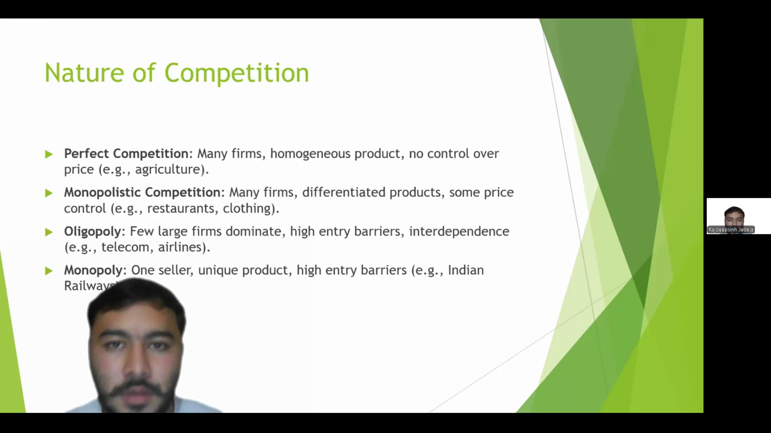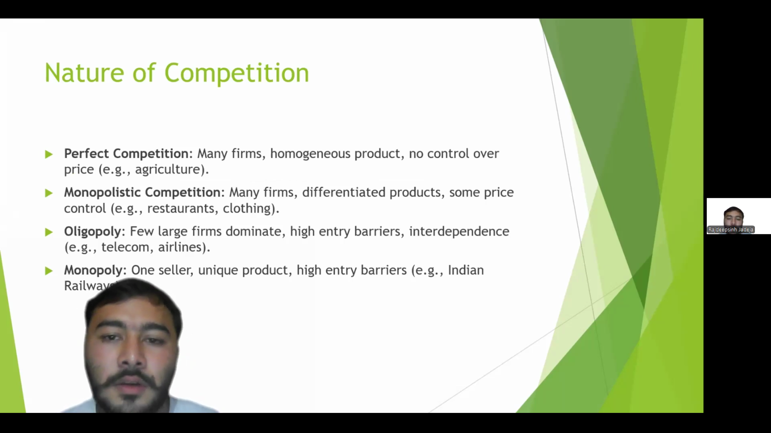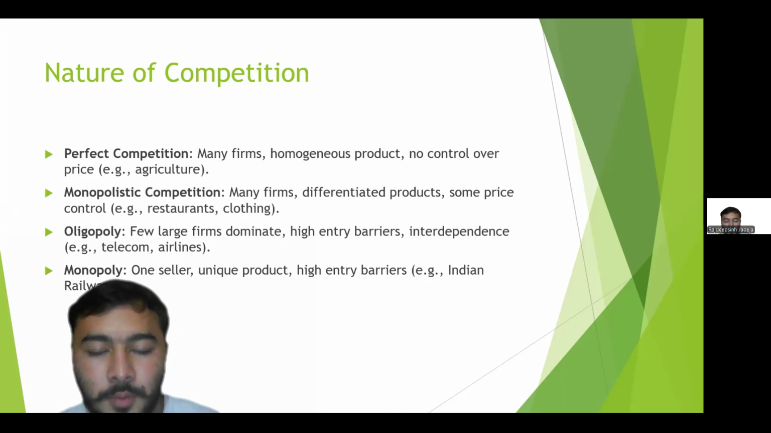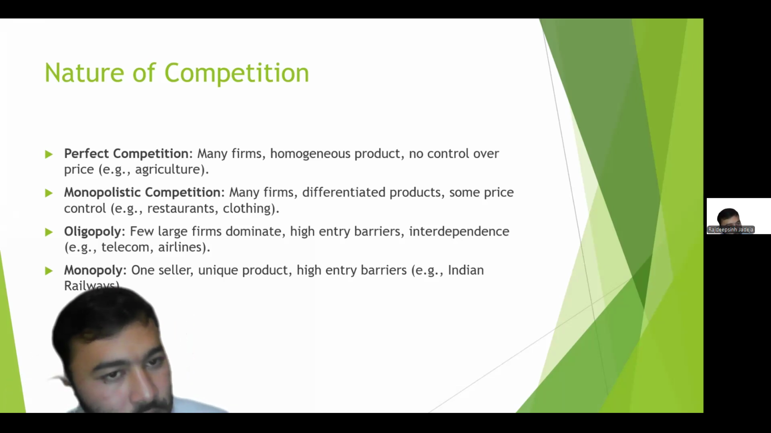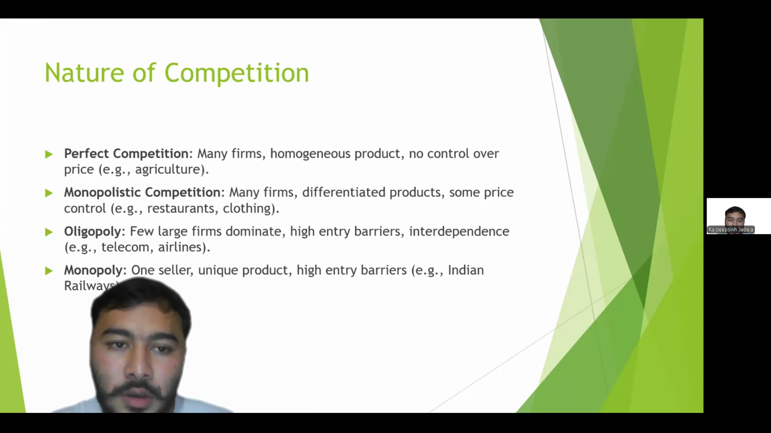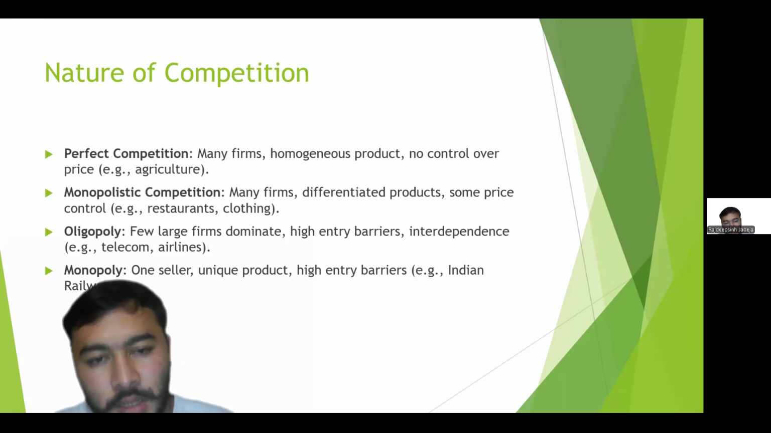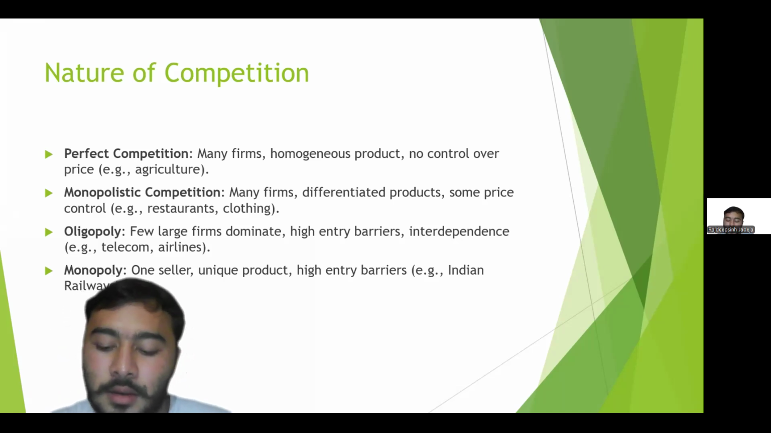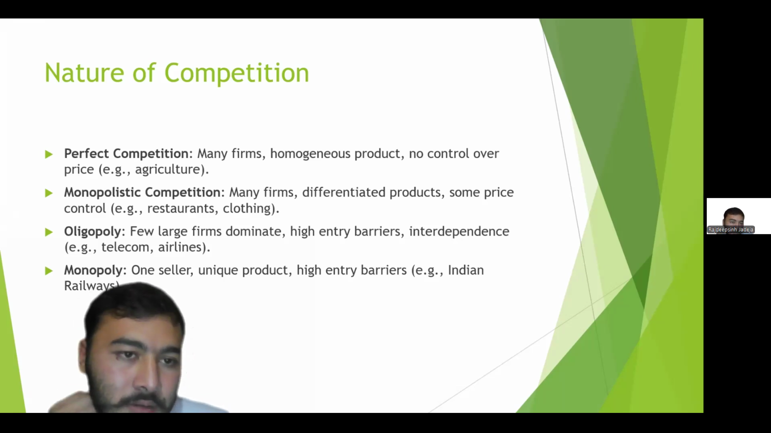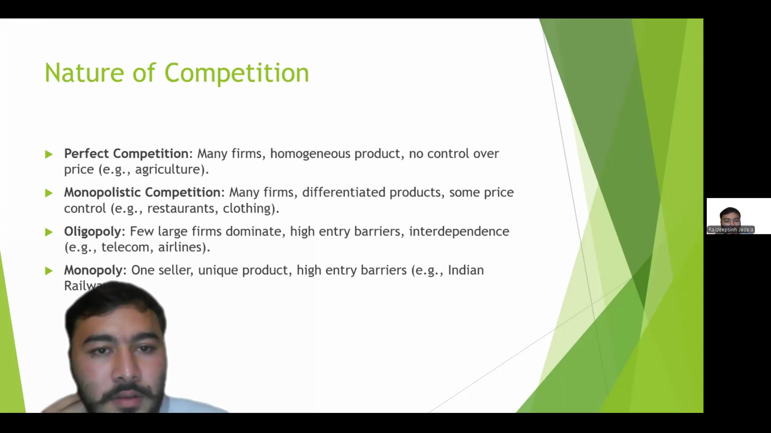Now, the nature of competition, which we have already seen in economics. There is perfect competition, in which there are many firms and homogeneous products, meaning the products are similar in characteristics, with no control over price, like agricultural products. In agricultural products, generally you have to sell your agricultural output at an APMC, which is the Agriculture Producer Marketing Corporation. APMC is a corporation that procures the agricultural products from the farmers at very low prices, I would say, and then sells to retailers or wholesalers at slightly higher prices. So there exists perfect competition.